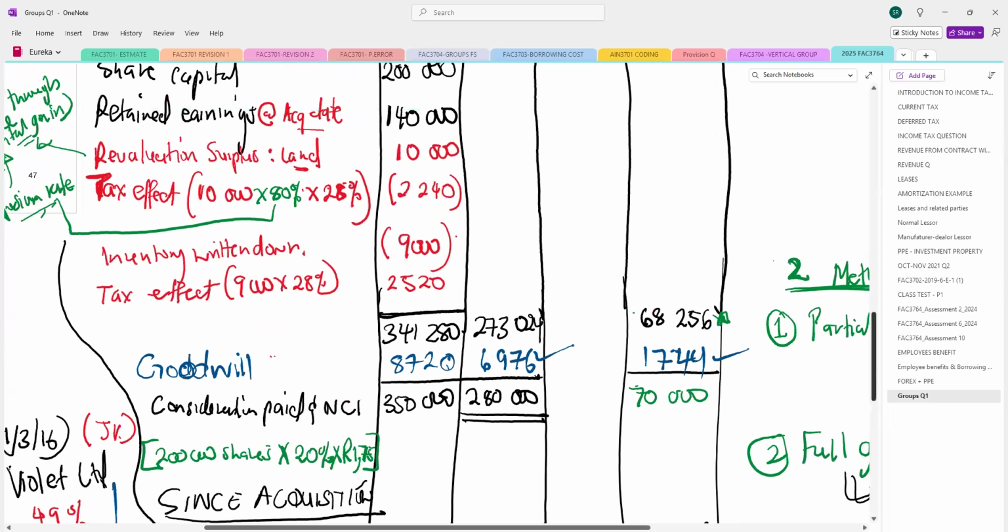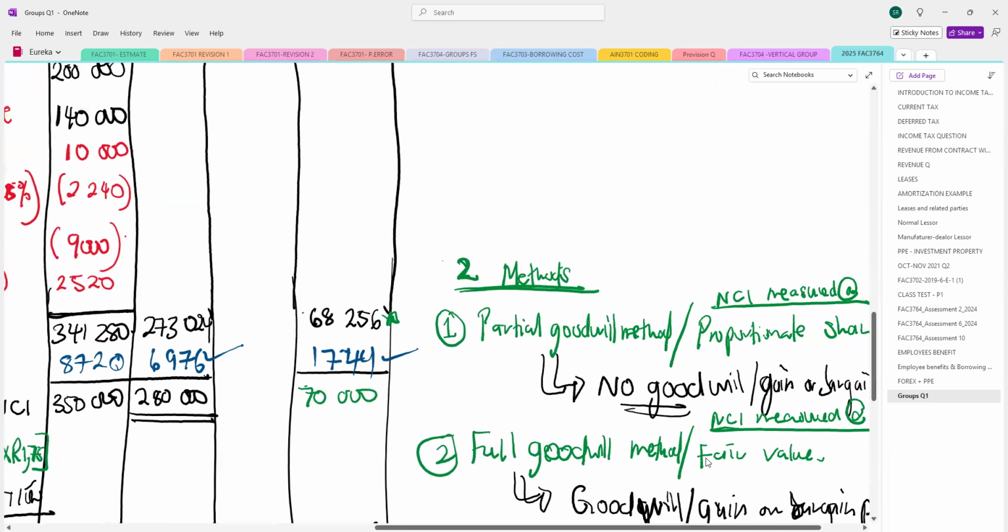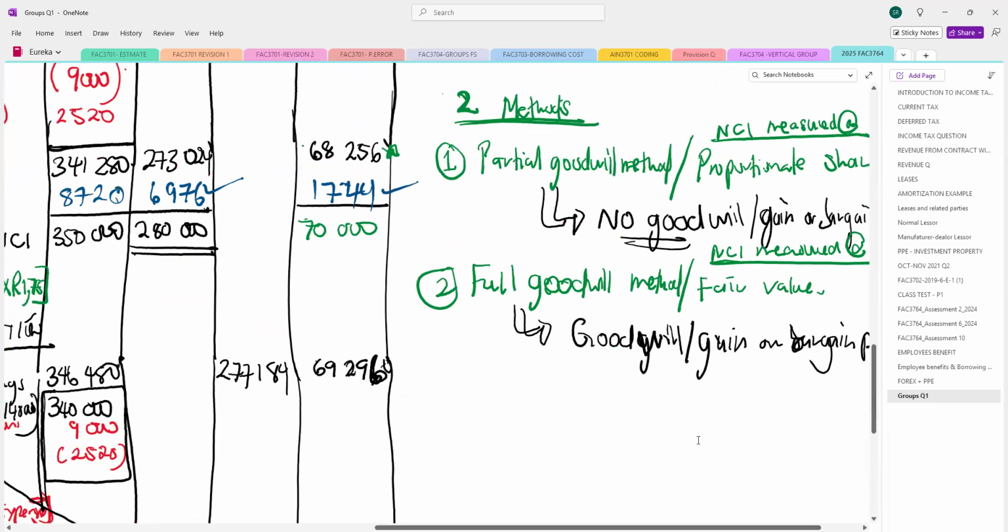In the situation where we're using the full goodwill method, that's the only time that we actually also share the impairment between the parent and the NCI. That means the NCI also had goodwill. That is why we're sharing the impairments.